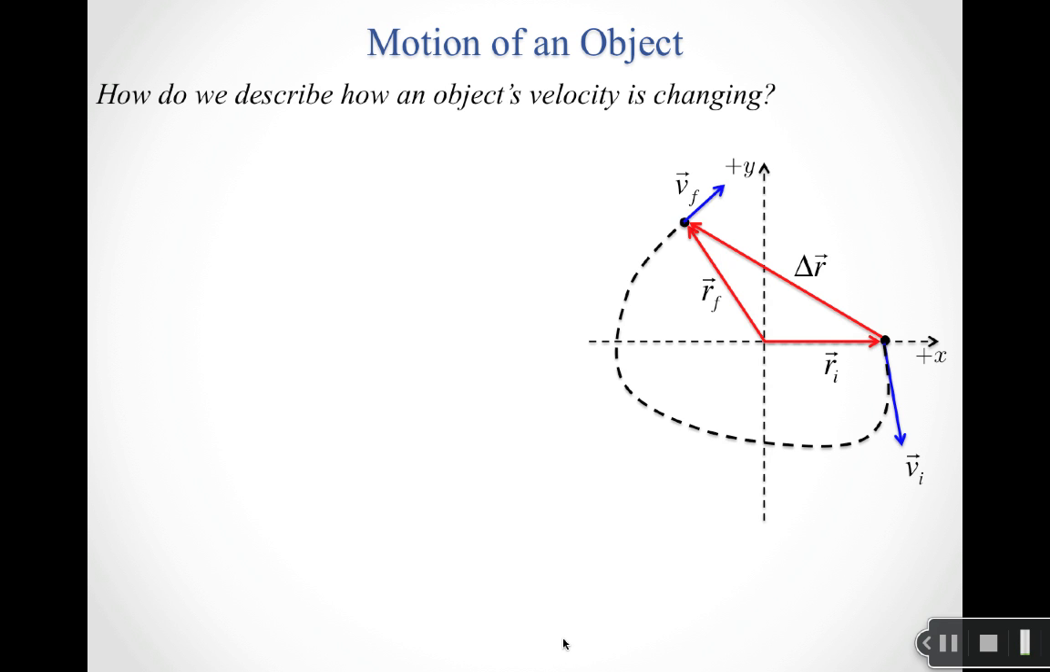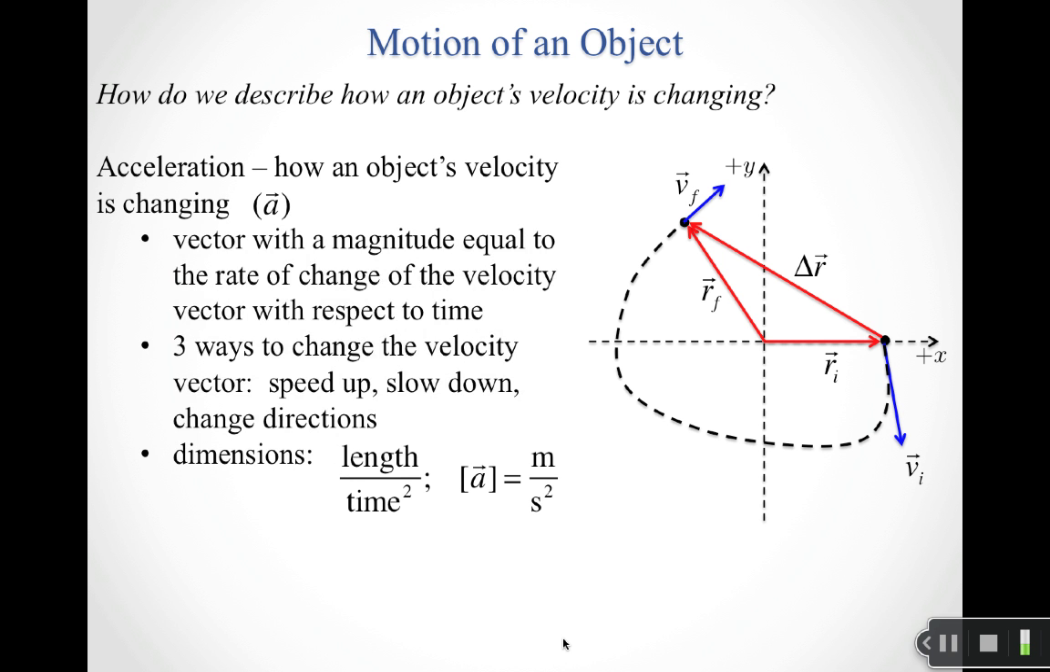Well, what if we're interested in how an object's velocity is changing? So that's the acceleration. The acceleration tells you how an object's velocity is changing. It's a vector with a magnitude equal to the rate of change of the velocity vector with respect to time. When we see these definitions in terms of the calculus, this phrasing will probably make a little bit more sense, but the rate of change of the velocity vector with respect to time is just another way of saying I want to take a derivative with respect to time of the velocity vector.